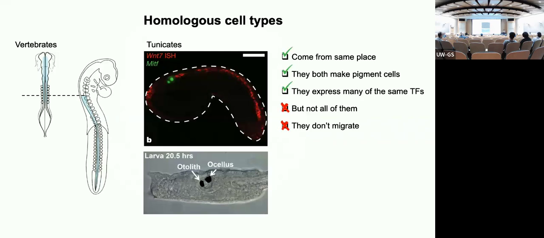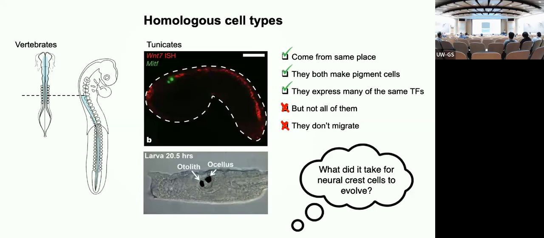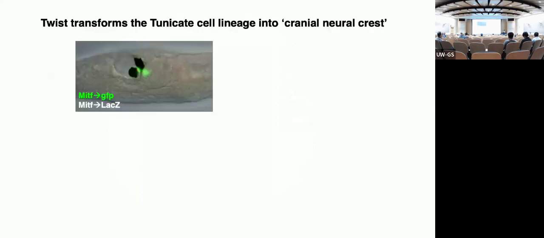And I was naively wondering, what would it take to evolve neural crest cells, knowing what we know about these cells in tunicates? So I basically looked for genes that tunicates did not express, but that the vertebrates had. And I introduced those neural crest vertebrate genes into these cells. I'll go through this really quickly, but here are those neural crest-like cells.